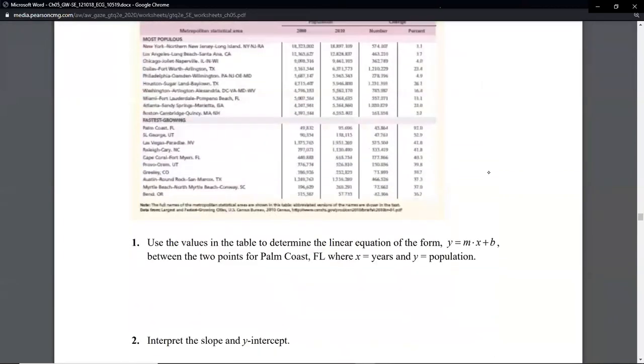I said them all. So use the values in the table to determine the linear equation of the form y equals mx plus b between the 2 points for Palm Coast, Florida, where x is years and y is population. So they're telling us they want our independent variable x to be the number of years, not years since 2000, just years, and then y will be our population. Okay, so we're using these two numbers, the 49,000 and the 95,000.